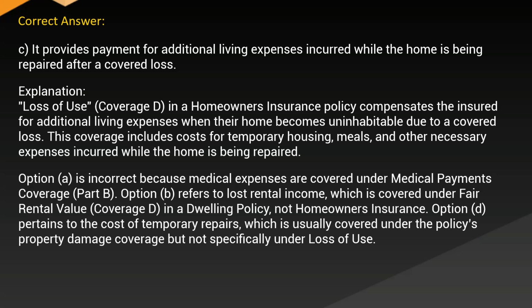Option A is incorrect because medical expenses are covered under medical payments coverage for Part B. Option B refers to lost rental income, which is covered under fair rental value, coverage D in a dwelling policy, not homeowners insurance. Option D pertains to the cost of temporary repairs, which is usually covered under the policy's property damage coverage, but not specifically under loss of use.